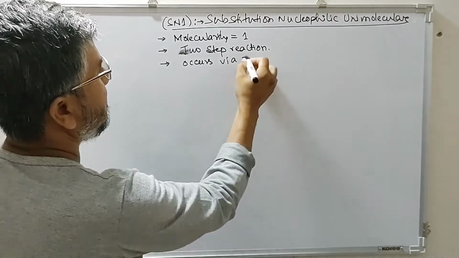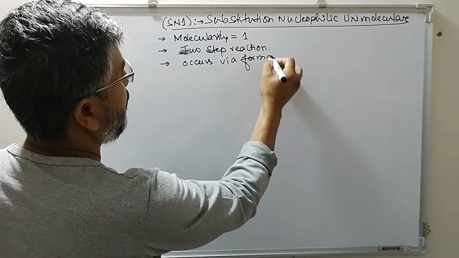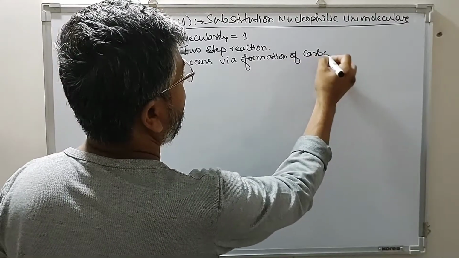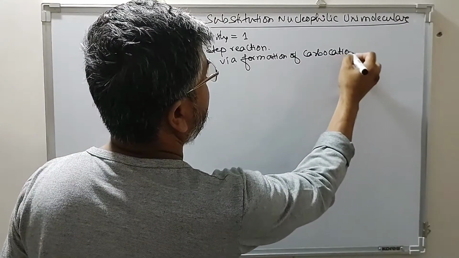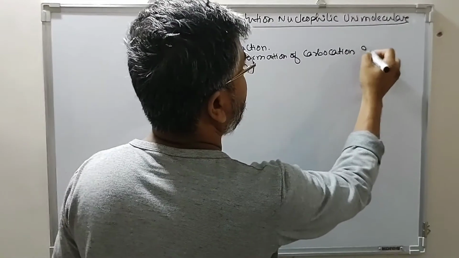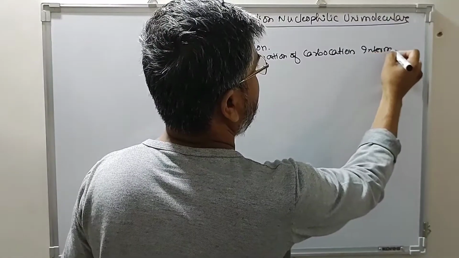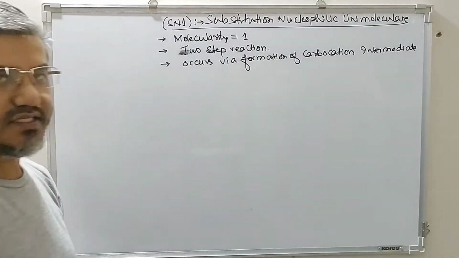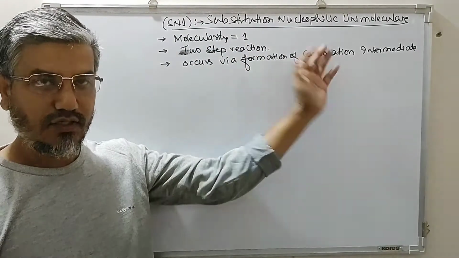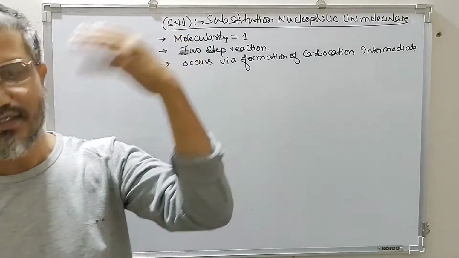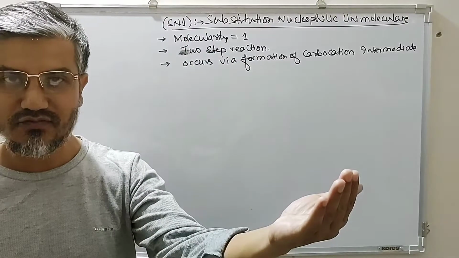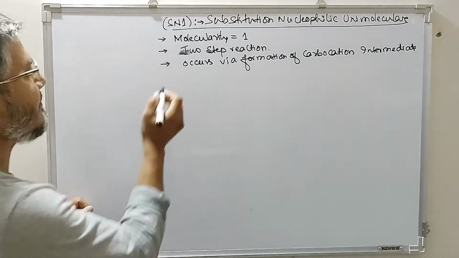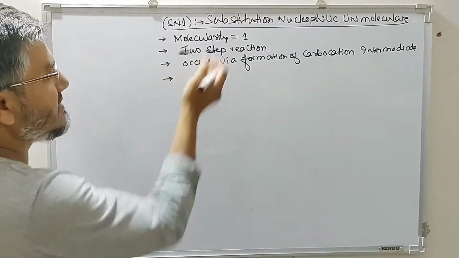Occurs via formation of carbocation intermediate. So look at this. In SN1, intermediate formation is there, that too carbocation. Whereas in SN2, transition state formation was there. So this is the difference between SN1 and SN2.